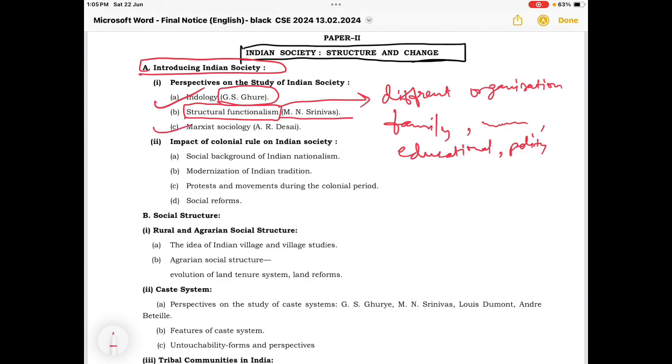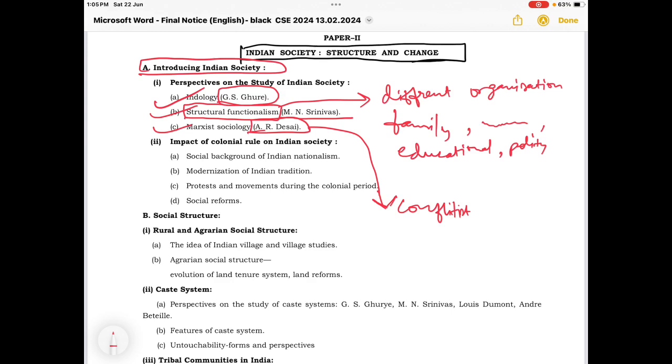Now coming to the Marxist sociologist. A.R. Desai is a Marxist sociologist. Here you will see that he has mainly talked about conflict, meaning how the society, what the caste and class inequality is. In this chapter we will deal with class inequality and caste inequality. In India mainly we will deal with caste inequality. Class and caste are used as interchangeable terms in normal parlance.